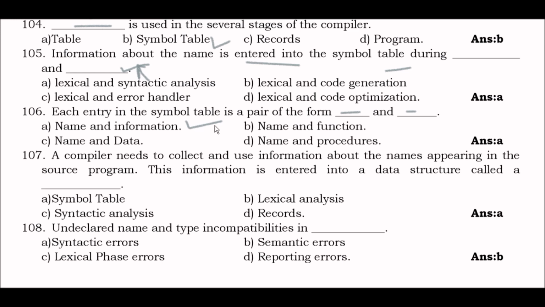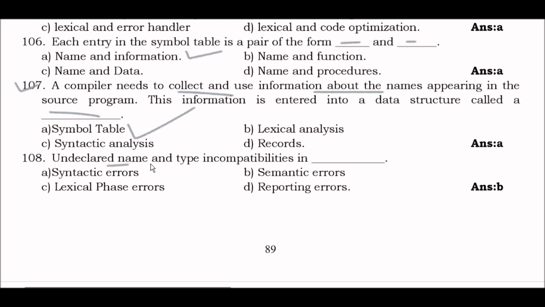Next question. A compiler needs to collect and use information about the names appearing in the source program. This information is entered into a data structure called a symbol table. So the right answer is option A, symbol table. Symbol table is a very important topic in compiler design, and it's a phase also of compiler design. So this is the definition of symbol table.